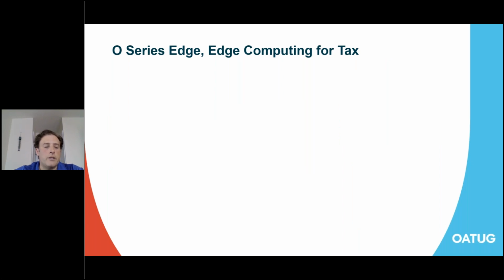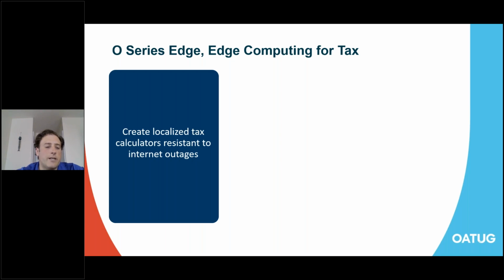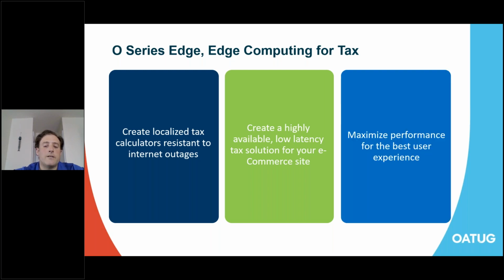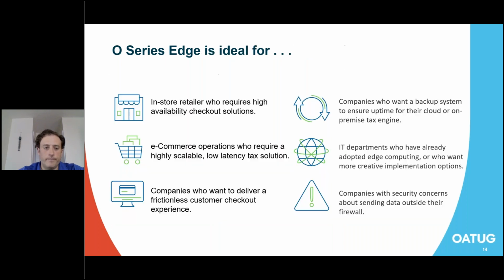So O-Series Edge is what Vertex has come up with, and we're not doing anything special from an edge computing or a containerization standpoint. We're leveraging that technology, and we've taken our tax engine and we've put it in a software container so that our customers can utilize edge computing for tax. This allows them to create localized tax calculators that are resistant to internet outages. It allows them to create highly available, low latency tax solutions wherever they need them. And it allows them to maximize their performance for the best user experience, however they see fit.